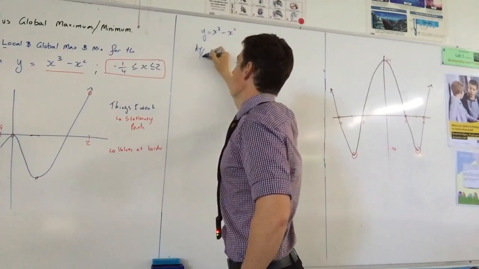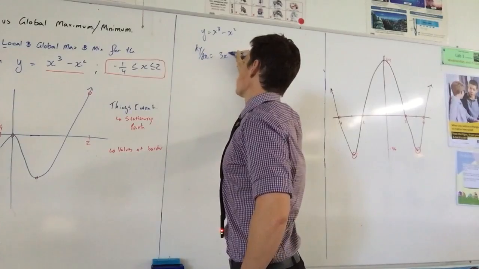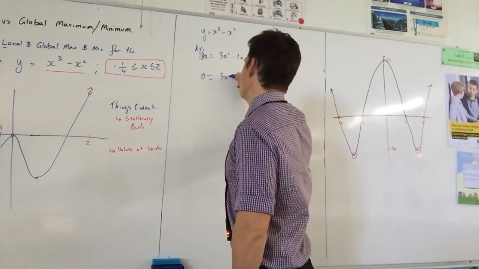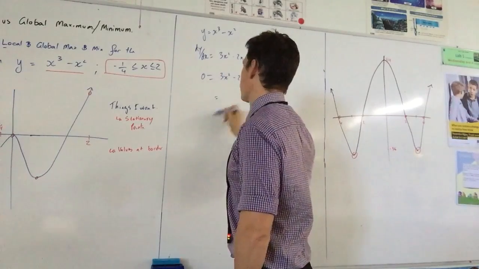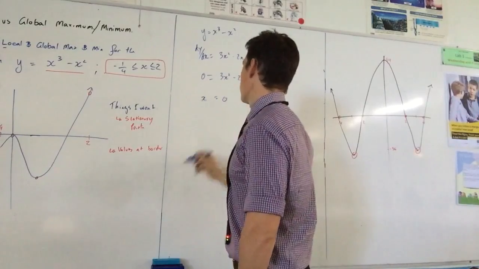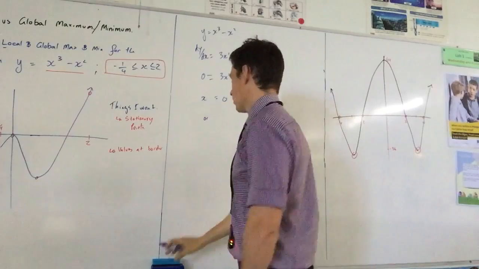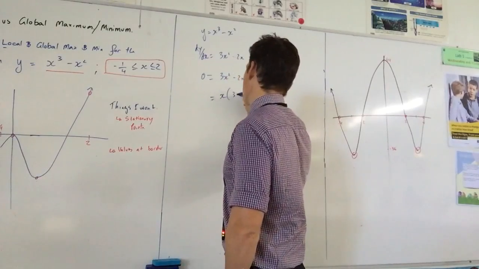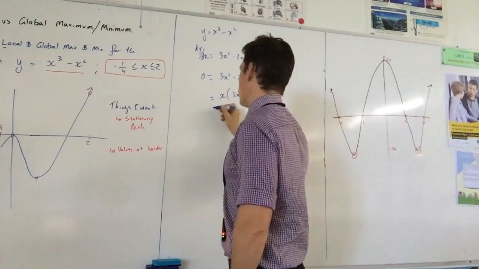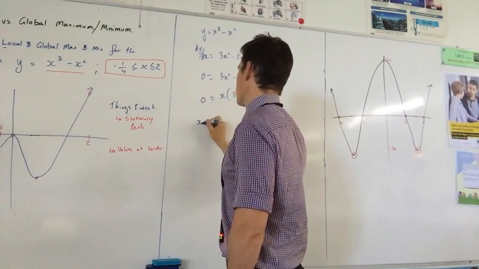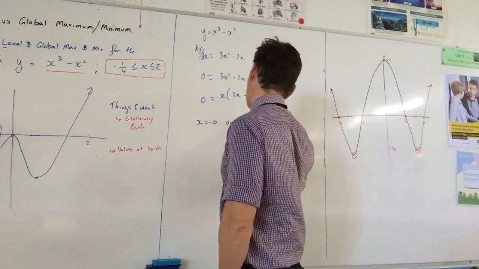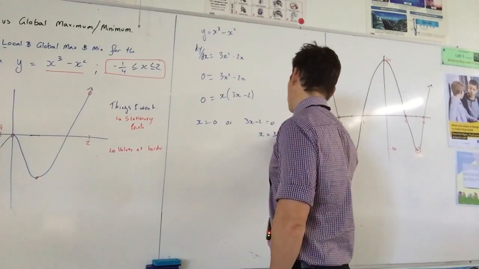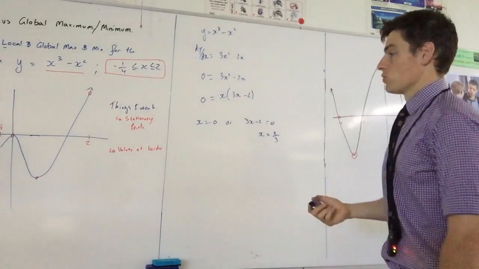So I've got my function y equals x cubed minus x squared. I want to find my derivative of that, which equals 3x squared minus 2x. For our stationary points, I want that to equal 0. 0 equals 3x squared minus 2x. That obviously occurs when x equals 0, or I'll factorise that first, which means I've got x out the front of 3x minus 2. So either x equals 0 or 3x minus 2 equals 0, which means that x equals 2 over 3. So they're my 2 stationary points.